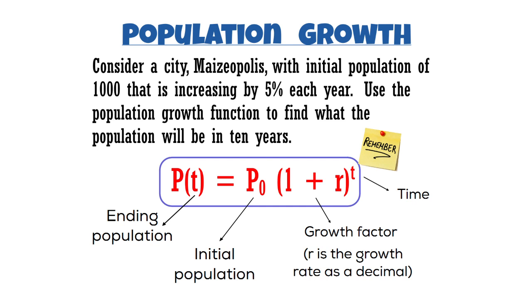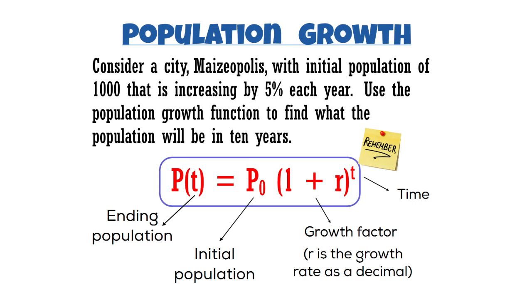Okay, so this one says consider a city, Mazopolis. The initial population is 1,000. It's increasing 5% each year. Find out what the population will be in 10 years. Okay, this is an easier scenario than that previous one because we are looking for the population. We're finding this, and they've given us everything we need over here.